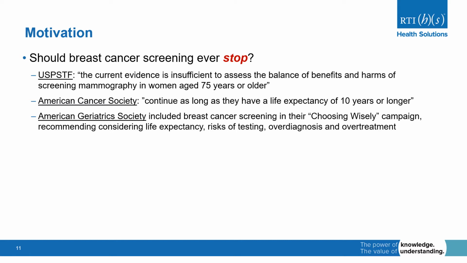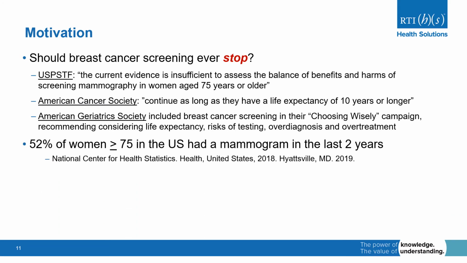If we go to the guidelines, we find that, for example, the USPSTF says that the current evidence is insufficient to assess the balance of risks and benefits of screening over the age of 75. If we go to other societies, they say that, well, you have to rely on life expectancy. But they say that without any evidence. The truth is that in the US, over half of the women over 75 receive breast cancer screening. So it's something that is happening and we don't know whether it's effective or not.